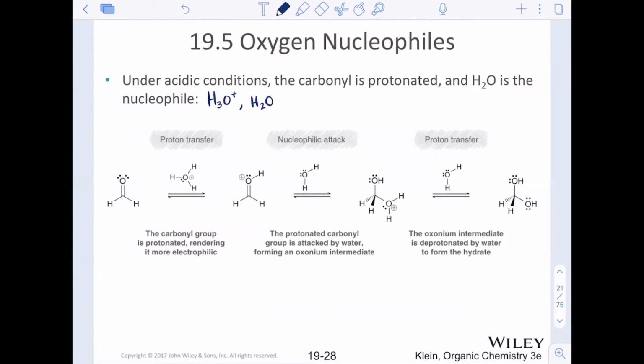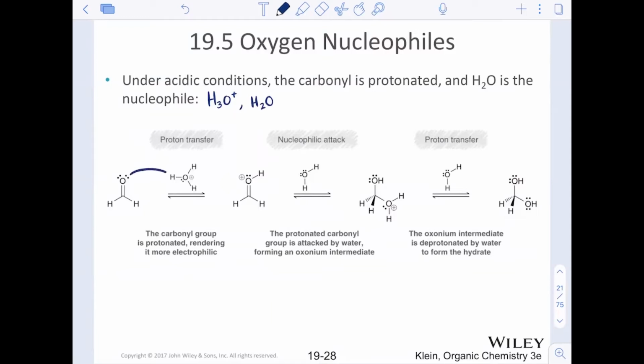Under acidic conditions, we have a very, very similar setup, just flipped. Okay, so we'll start with our proton transfer and then we'll do our nucleophilic attack. We do have one last proton transfer here as a kind of workup step so that we get our neutral hydrate as a product. Now over the reaction arrow, you would see again water, but with H3O+.